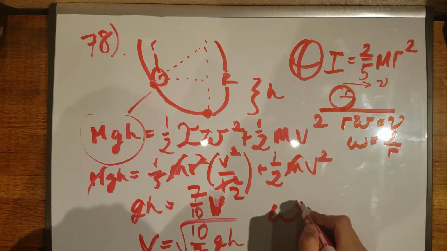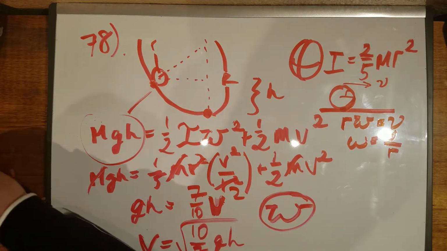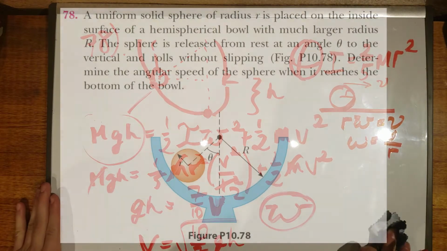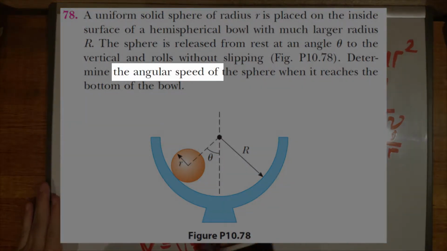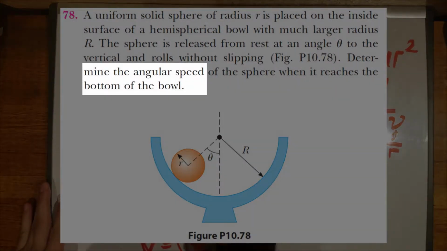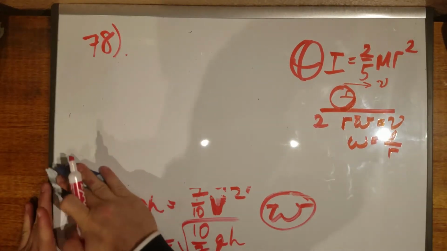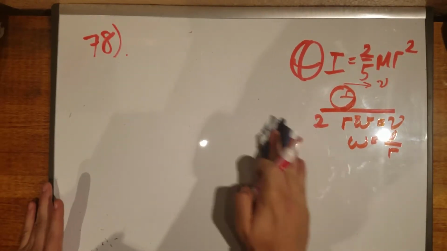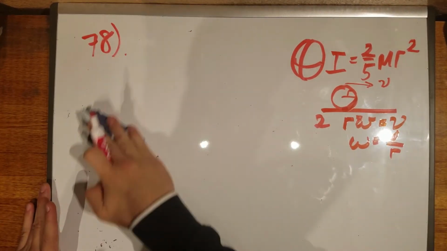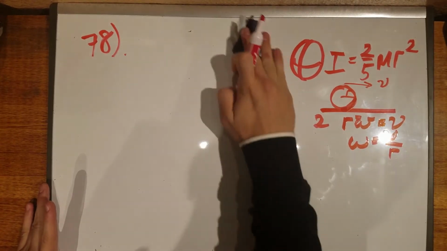Is that what the problem asks for? No, the problem asks for its rotational speed, angular speed at the bottom. So it's just a little bit more work. I could have solved directly for rotation, but oh well, we'll just finish it off right here. Just a second to erase everything, because my little whiteboard's not that big.